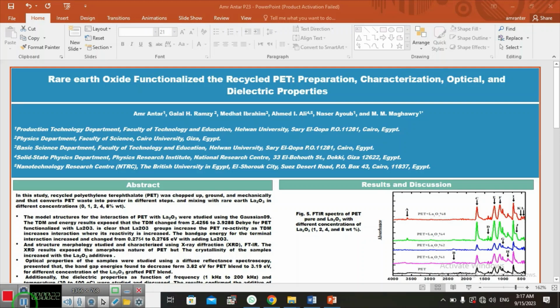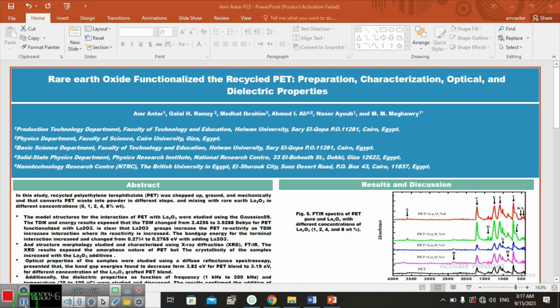In this study, recycled polyethylene terephthalate, PET, was chopped up, ground, and mechanically processed, converting PET waste into powder in different steps, and mixed with the rare earth La2O3 in different concentrations: 0, 1, 2, 4, 8% weight. The model structures for the interaction of PET with La2O3 were studied using Gaussian 09.